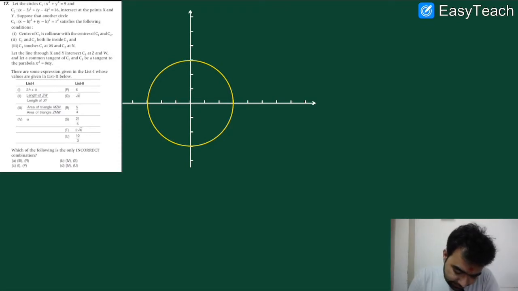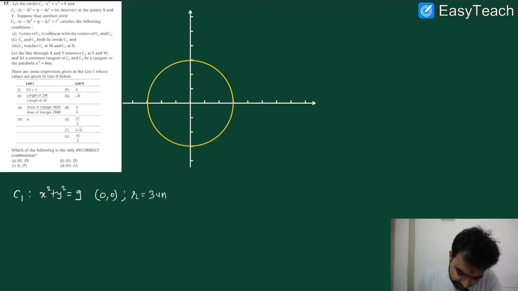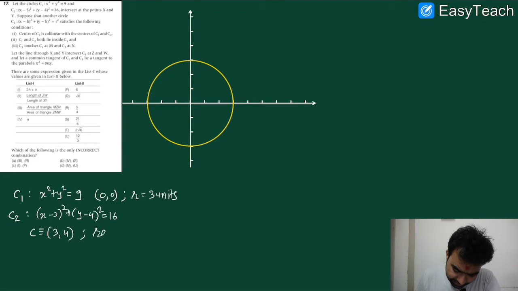So C1 is x square plus y square is equal to 9. Center is 0, 0 and radius is 3 units. Then the second circle is x minus 3 the whole square plus y minus 4 the whole square equal to 16. So center will be 3, 4 and radius is 4 units. It will definitely cut the first circle at the point 3, 0.